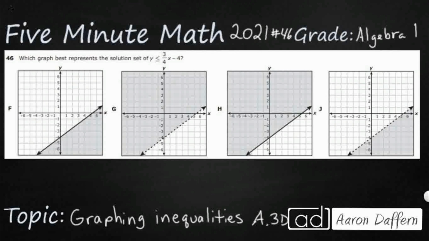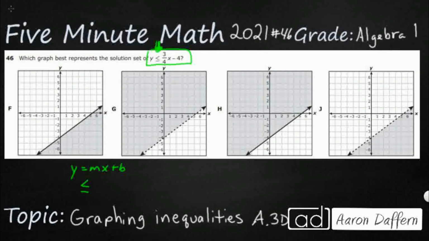So we've got 4 graphs here, and we need to find the one that best represents this inequality right here. And you know what? Before we even look at this inequality, we can actually narrow down these graphs simply by looking at that inequality right there. Less than or equal to. Since we know this is in slope-intercept form, y equals mx plus b, since it's an inequality, less than or equal to actually tells us a lot.